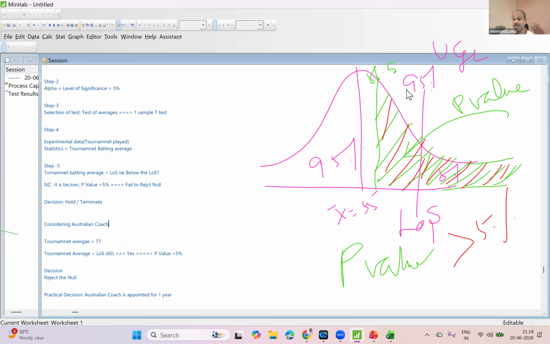But when p value is more than 5%, the information is unreliable. When information is unreliable, that time, you have to make a decision accordingly. You are doubtful. See, there is improvement, but you can't say the coach is useless. That you can't say.